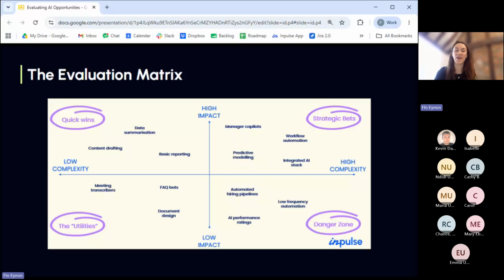So on the bottom left, you've got the utilities. So these are things that are really easy to build. They're not complex, but they also don't really help that much. So they can be quite tempting to invest in because they're really easy. So like you could build it in a few days.